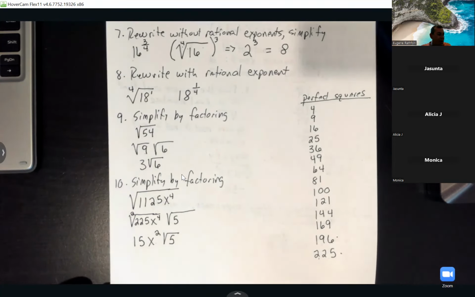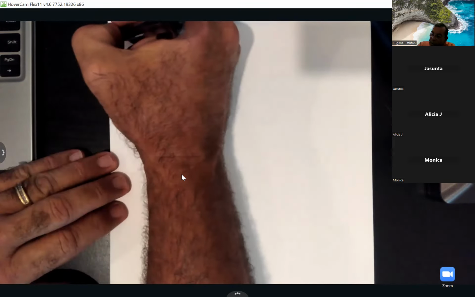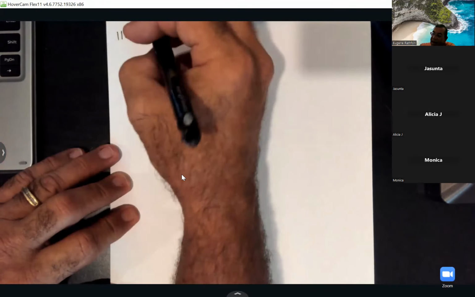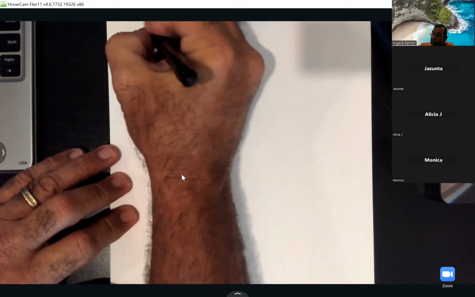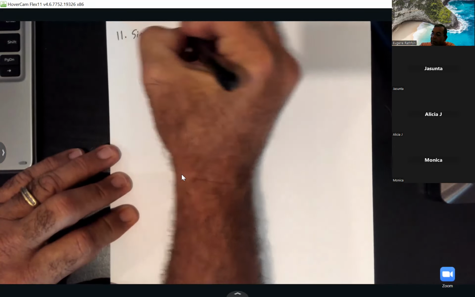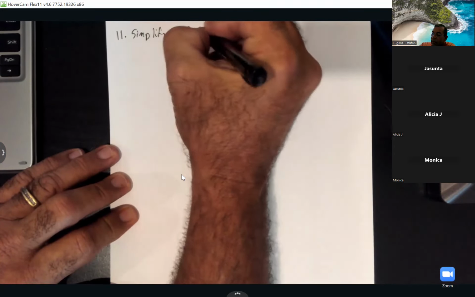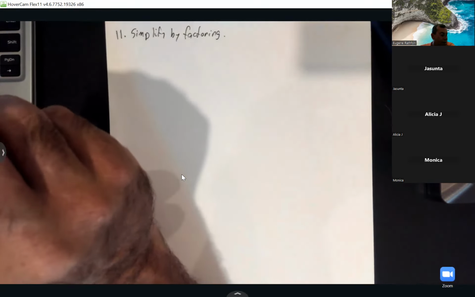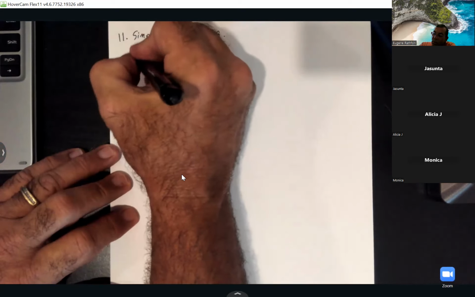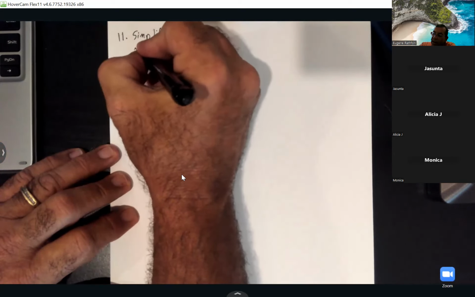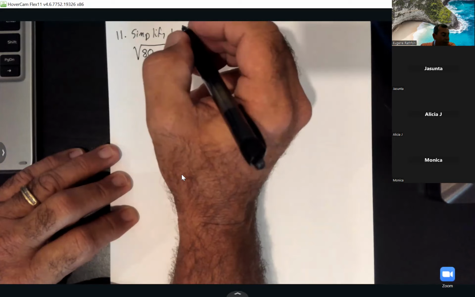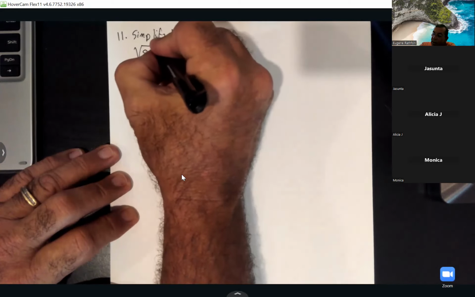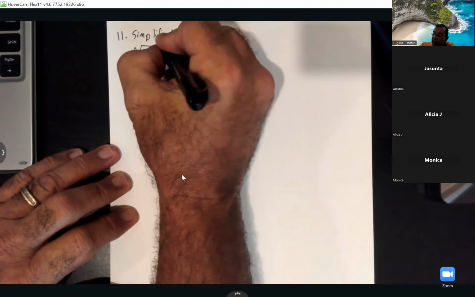All right, y'all, guess what? Number 11, doing the same thing. We're going to hit you with a few of these. So number 11, simplify by factoring. I've got a square root of 80 a squared b.